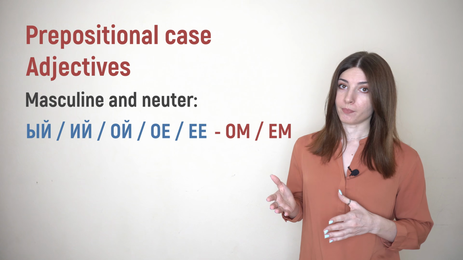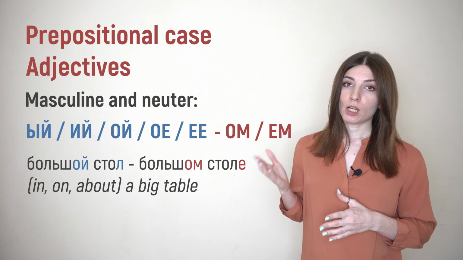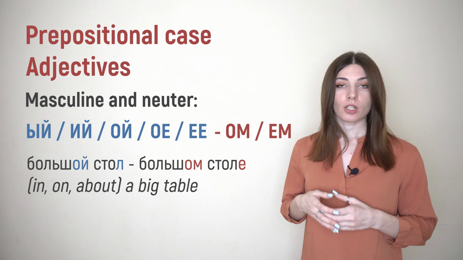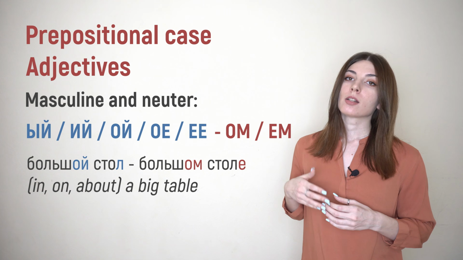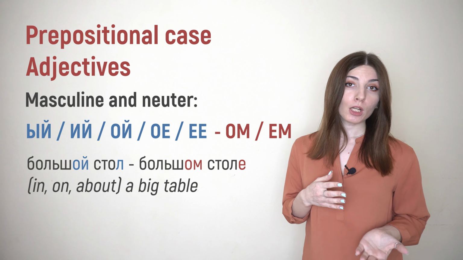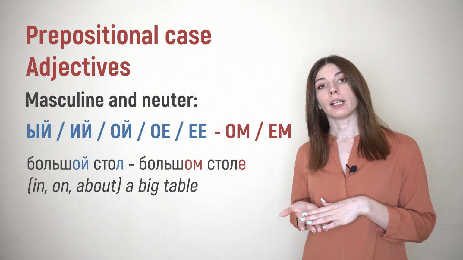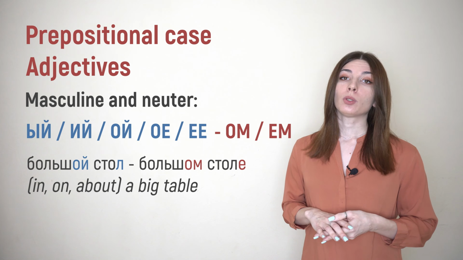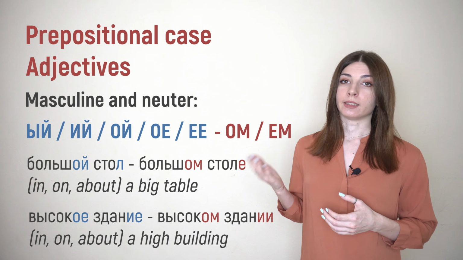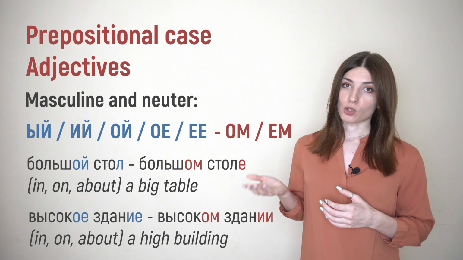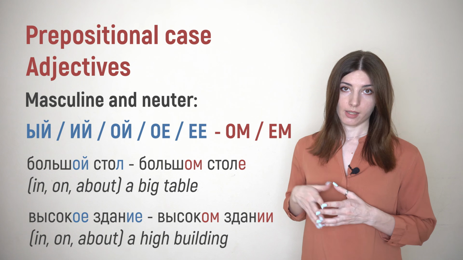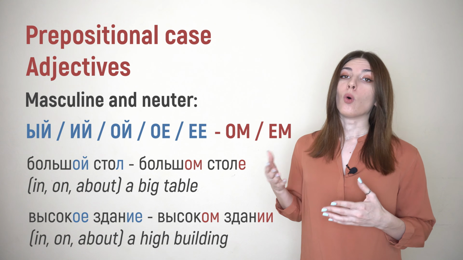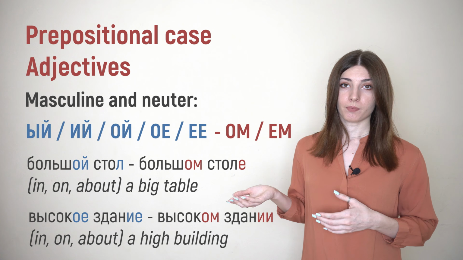Ом, ем. It can be большой стол in the basic form. In the prepositional case, большом столе. Can be на большом столе, о большом столе, or even в большом столе. Also, высокое здание. В высоком здании. Again, в высоком здании, на высоком здании, or о высоком здании.